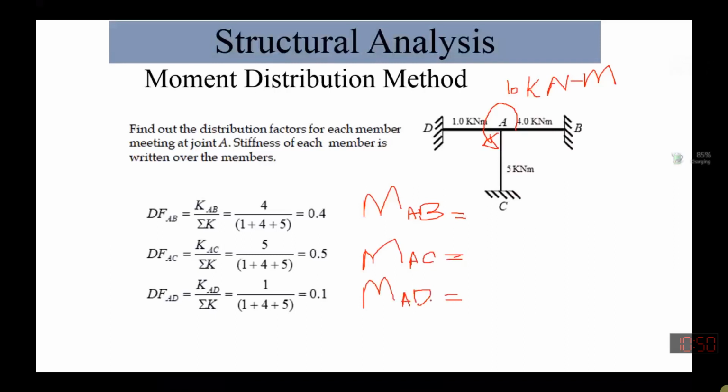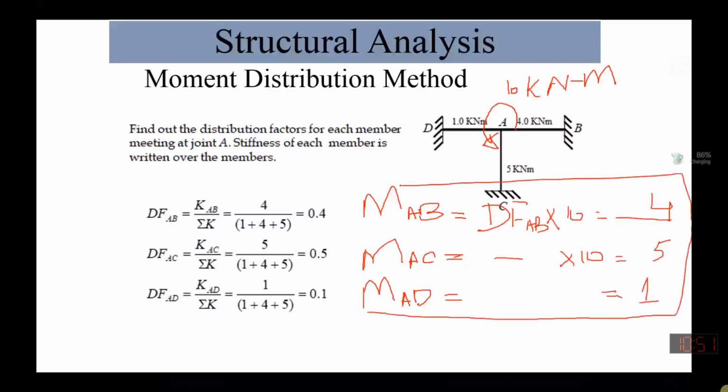Just multiply the distribution factor by the moment. If I multiply the distribution factor of AB with the total 10, you can find the value. So 0.4 into 10 will be 4. Similarly over here into 10 will be equal to 5, and this will be equal to 1. So this is a simple way to find the moment that will be distributed to each adjacent member.